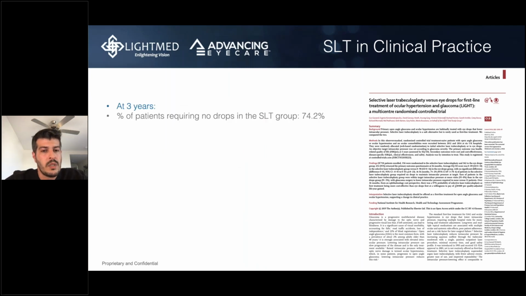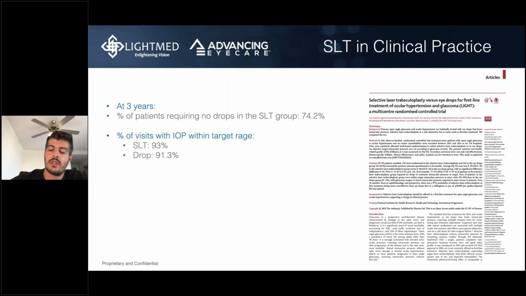So the takeaways for me from this study were that by 3 years, the percentage of patients requiring no eye drops was 74%. In the SLT group, 93% of the time, the pressure of the patient was at or where it needed to be, compared to 91%. And again, the most important for me is what were the chances that this patient needed a surgery? With SLT, none. With the eye drops, 11 patients.